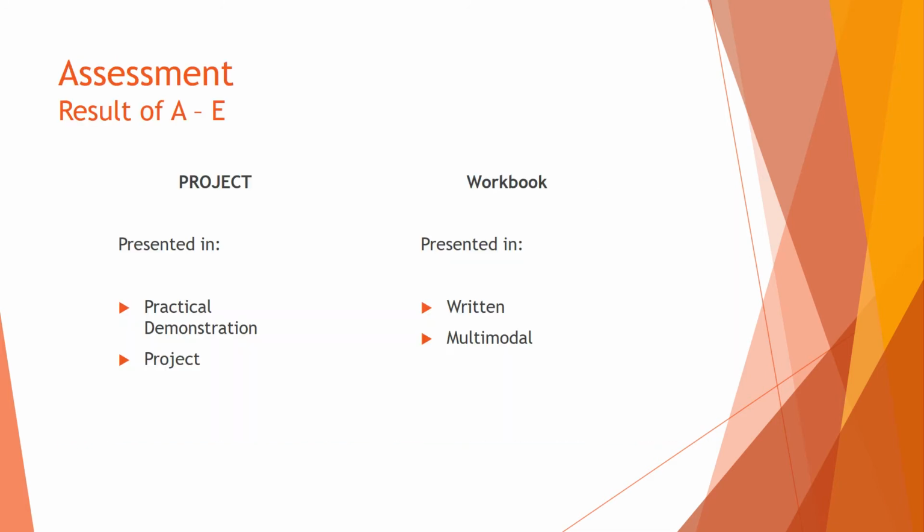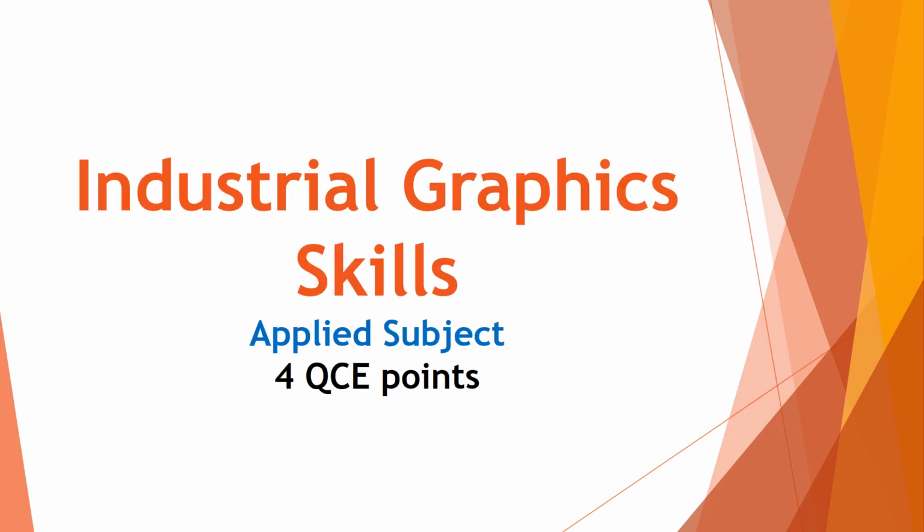Your assessment is also a rating from an A to an E, and you're assessed in 2 types: a project, with a practical demonstration and the written component that accompanies that, and then you'll also complete a workbook, which is written and multimodal. Third subject, Industrial Graphics Skills.